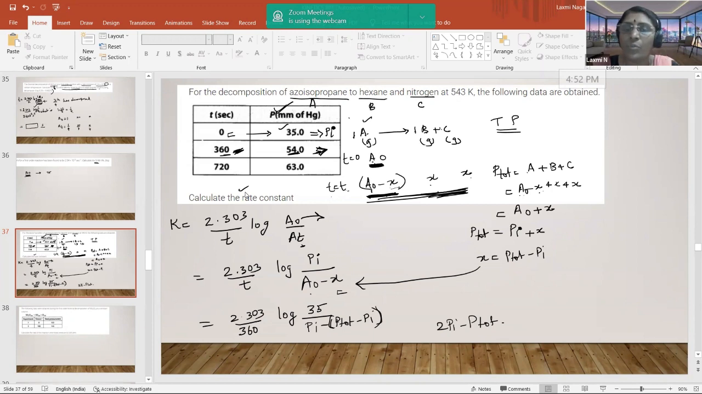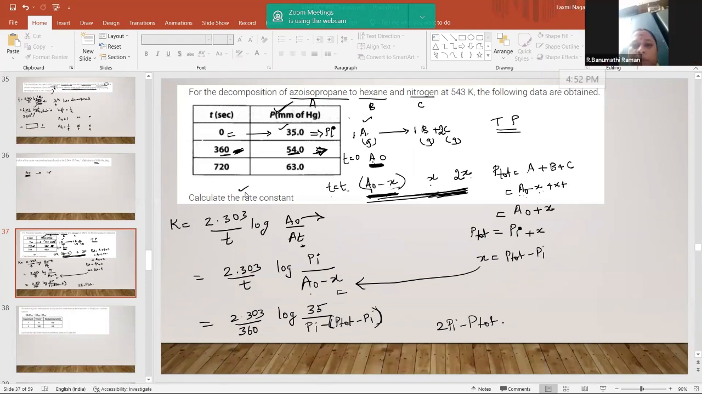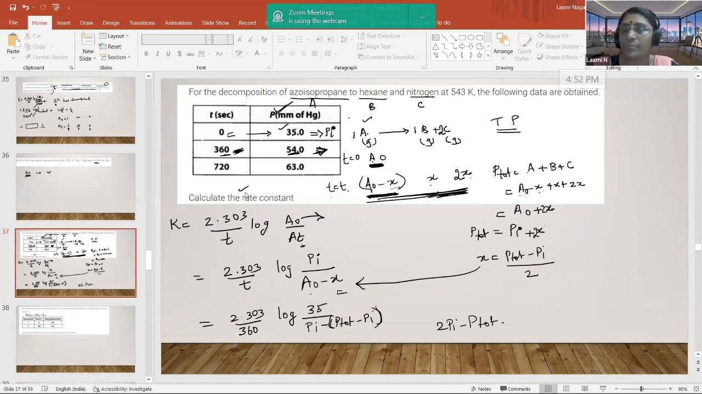Supposing I had 2 moles of C here, how will the expression change? This would become 2x. And here I would have to write the left out reactant, A0 plus x, plus 2x. So A0 plus 2x will be P total. So x now will become P total minus Pi by 2. And when you substitute, it gives you a different denominator.